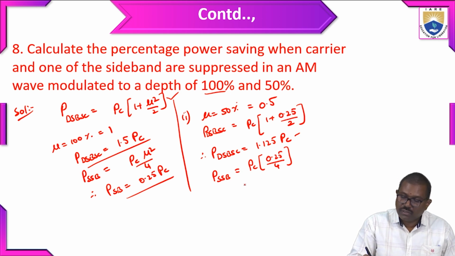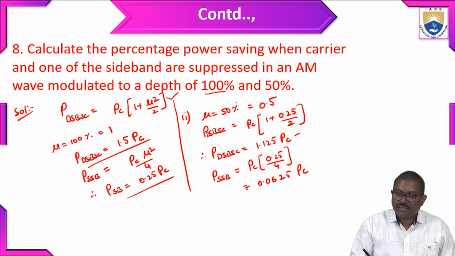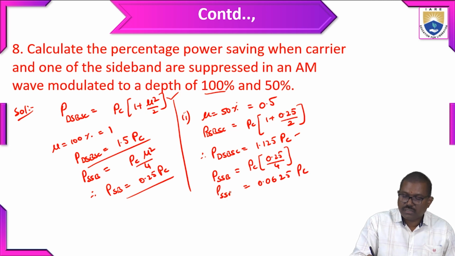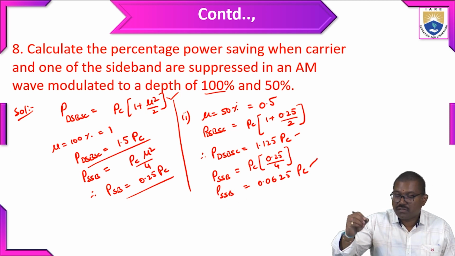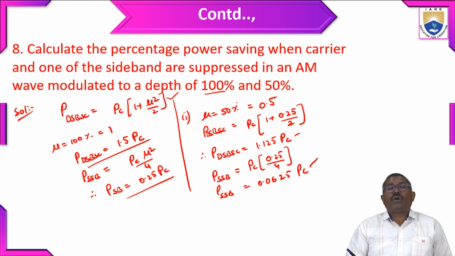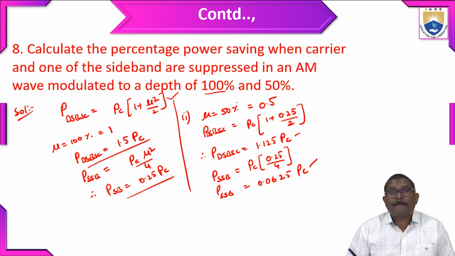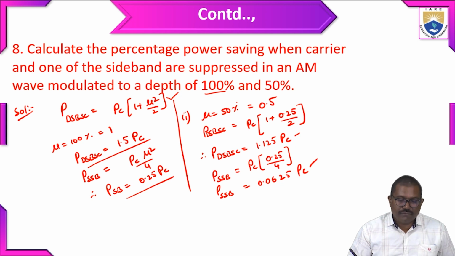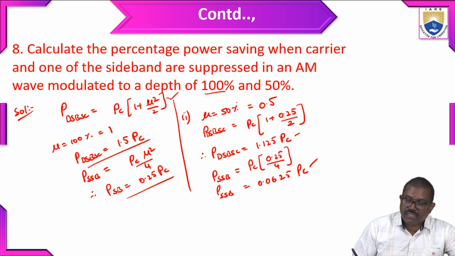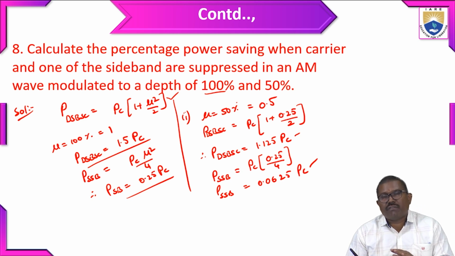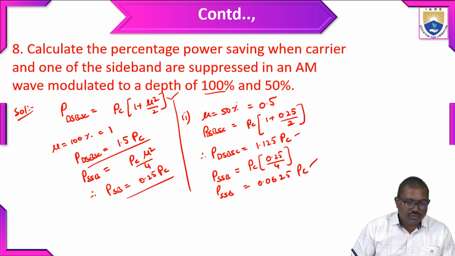So its value is again 0.0625 PC. So this is P SSB. And the second one is also. Now again we are going to calculate the percentage of power saving. Okay. So same formula, that is power saving is equal to power of DSB SC minus power of SSB divided by power of DSB SC into 100.